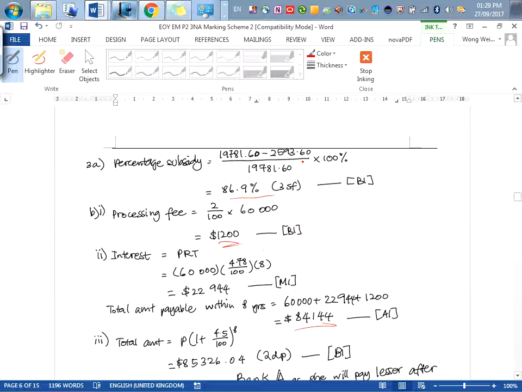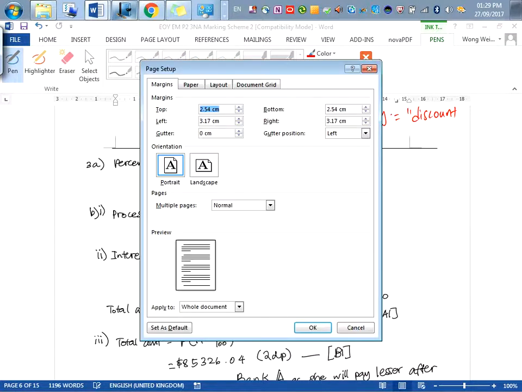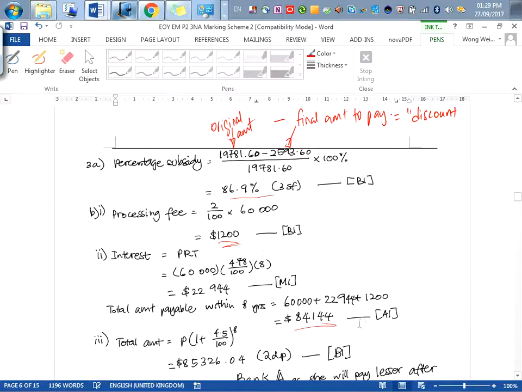3, where? 3A. This is the original amount. This is the final amount to pay. So by subtracting this one minus this one, we get the discount. We use the word subsidy because it is not exactly a discount. We subsidize. It's like a discount. Okay?